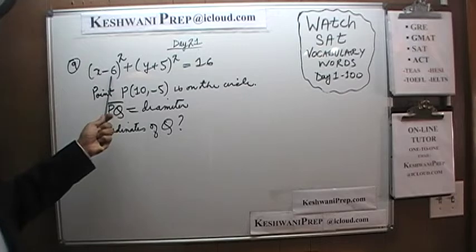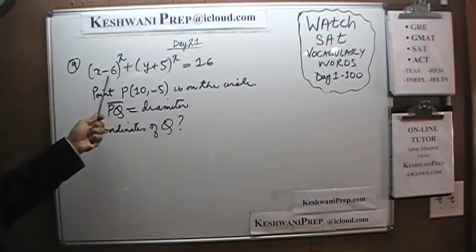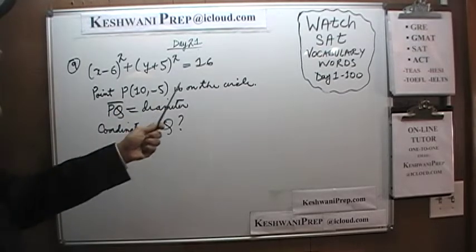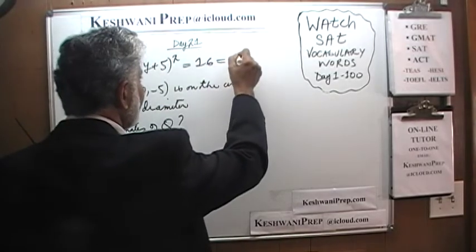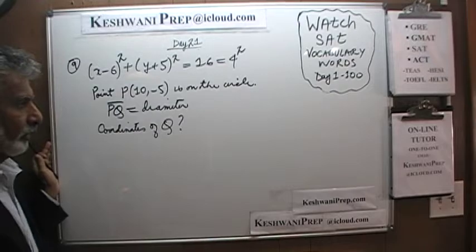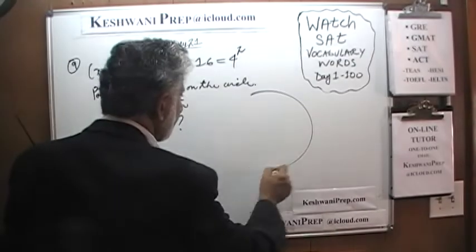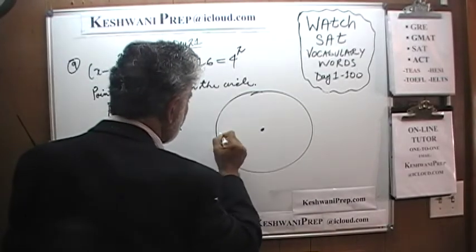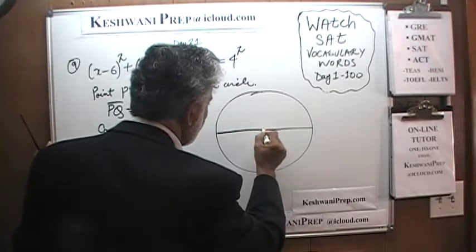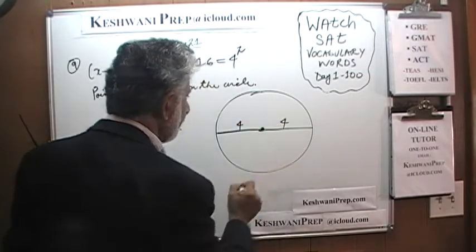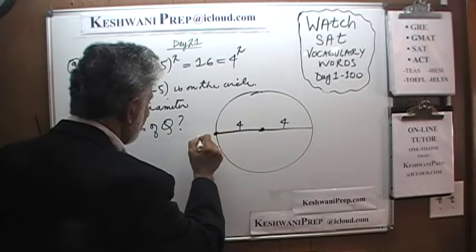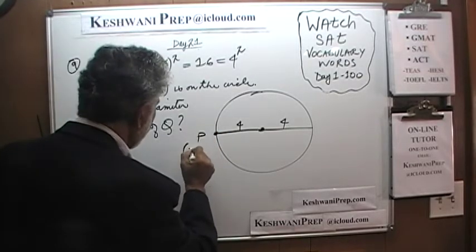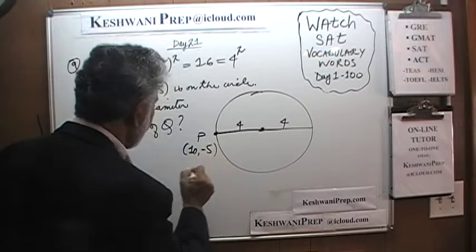Now here, we could actually figure out the center of the circle, which is going to be positive 6 and negative 5, but it's not necessary. The only thing that matters is the radius here. The only thing that matters is the fact that the radius is 4, 4 squared. So let's just draw a circle with a radius of 4, and now just put down point P and see what happens. Point P is here, 10 and negative 5.